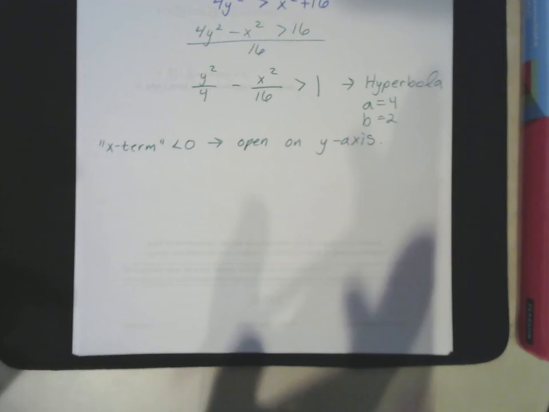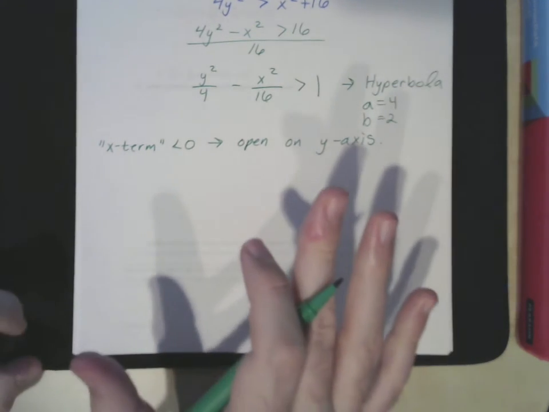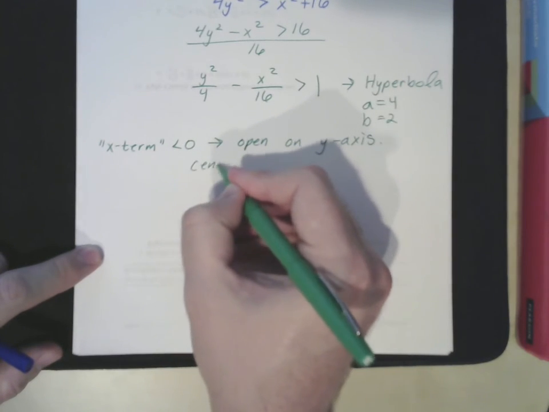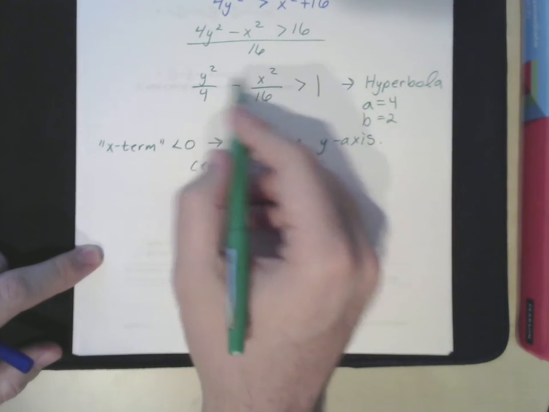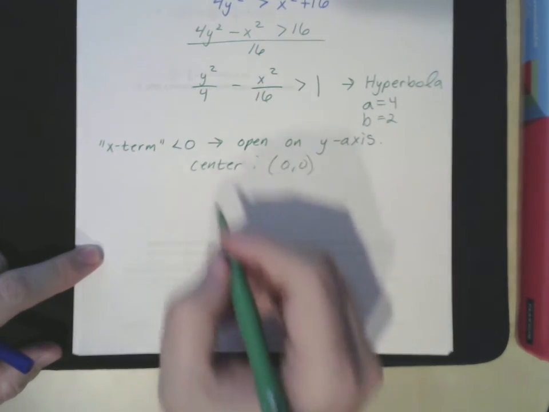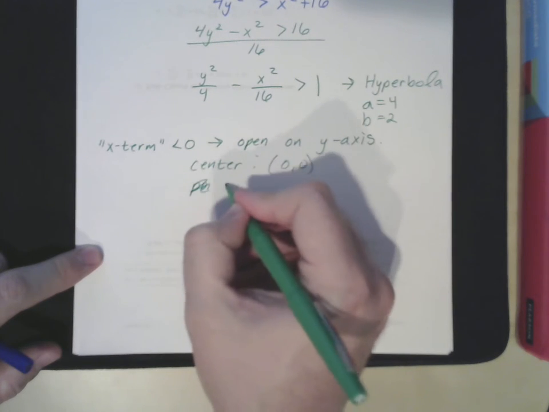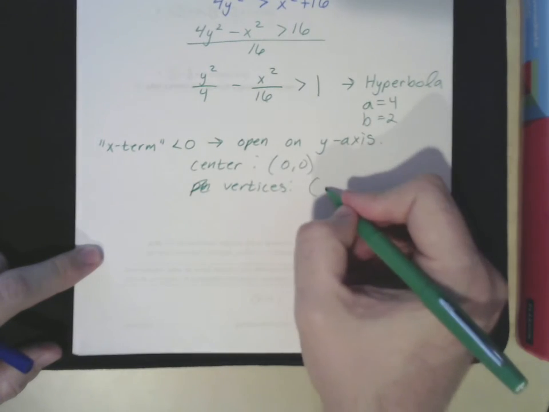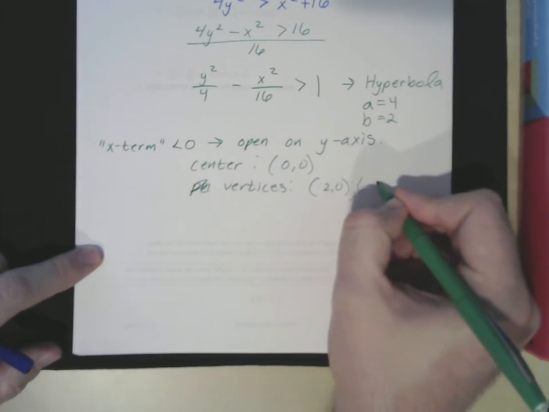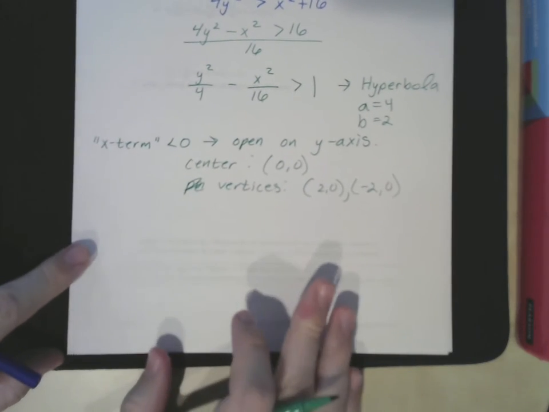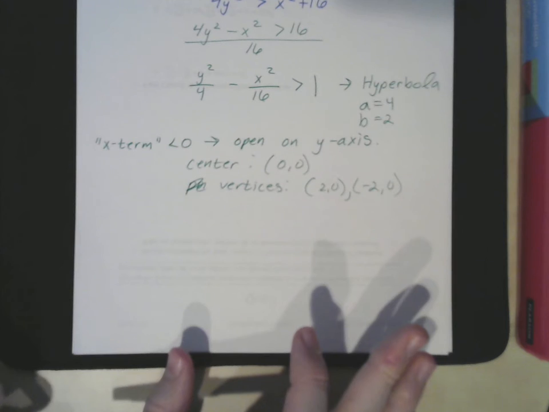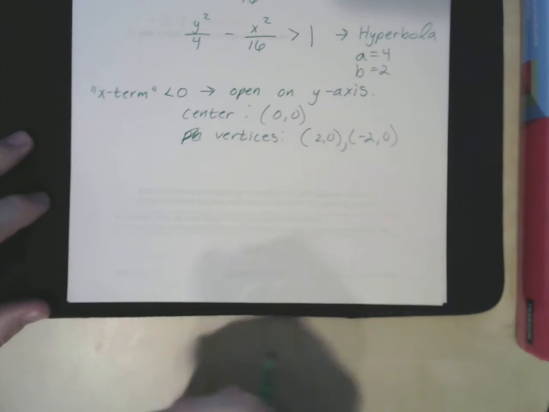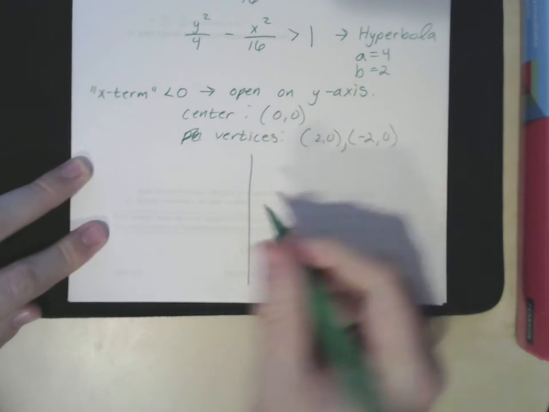So now, since we're not graphing the conics, we don't need to be perfect. We know that since b is 2, we're going to have our center. Since it's just y squared and x squared, it's going to be 0, 0. And our vertices, since it's opening on the y-axis, will be at 0, 2 and 0, negative 2. Now we don't need to get perfect with this, again, because we're doing an inequality. So if you want more practice, this is a great section to practice your conic graphing.